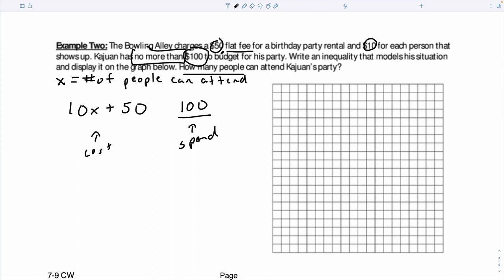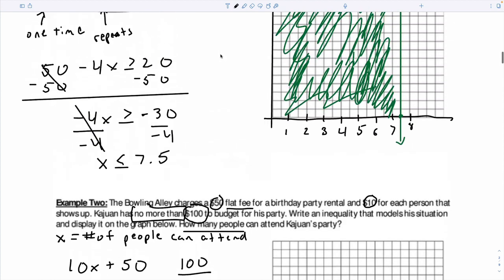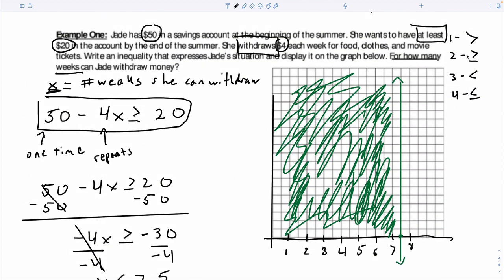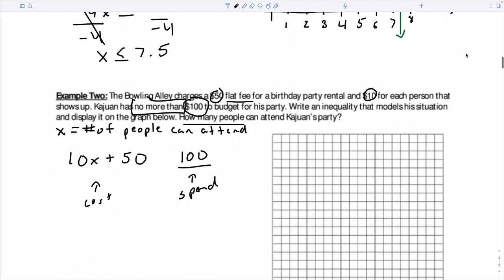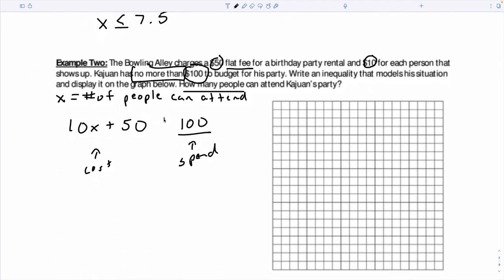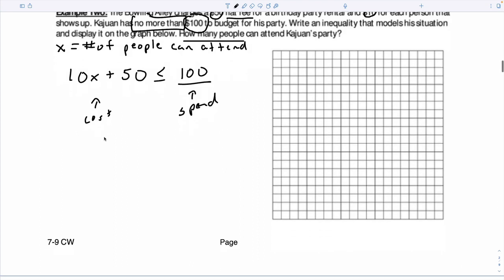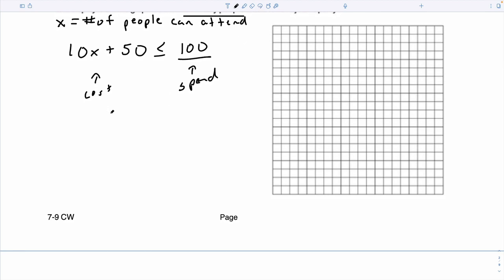If I have no more than 10 donuts, what inequality sign will I use? Let's rock, paper, scissors. Show me your answer. 1, 2, 3. I have no more than 10. Nice. Abby, what would it be? Less than or equal to. If I can't have more, I could have 10, but I could also have 9, 8, 7, 6, 5, 4, or 3. Let's solve it and graph.